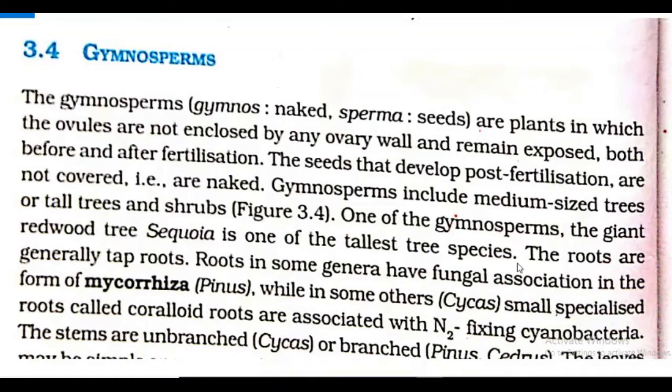Now we are going to learn about the vegetative parts of gymnosperms. Vegetative parts means the root, leaf, and stem. First we are going to learn about the root part of gymnosperms. The roots are generally taproots. What do you have to understand by that? The root which arises from the radicle is known as the primary root or taproot.